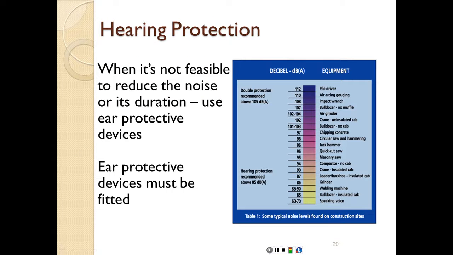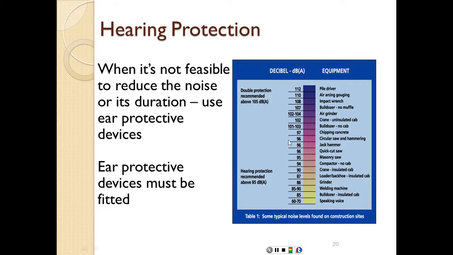Hearing protection, that's another PPE device that we're going to have to provide if the employees are going to be exposed to an elevated noise level on a regular basis and for a prolonged period of time. So when it's not feasible to reduce the noise or its duration, use ear protective devices. And ear protective devices must be fitted. They have to fit properly to protect the eardrum and the hearing in general.